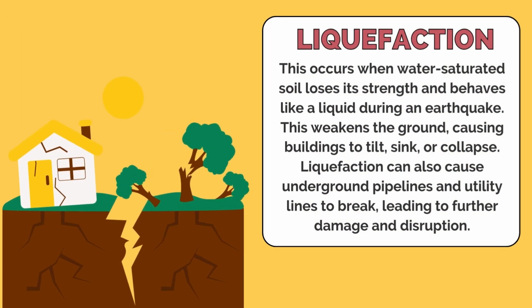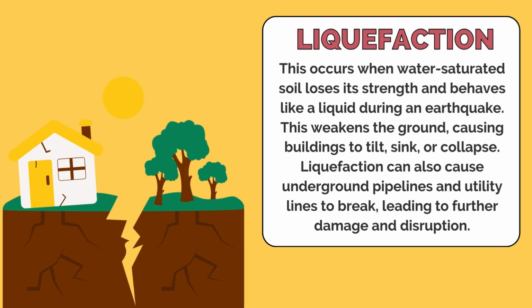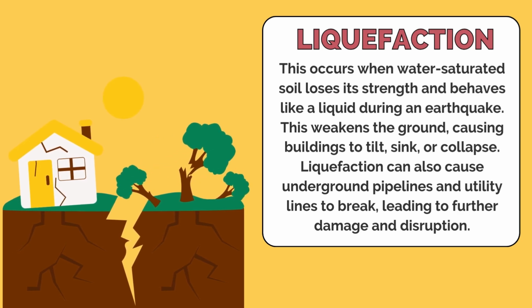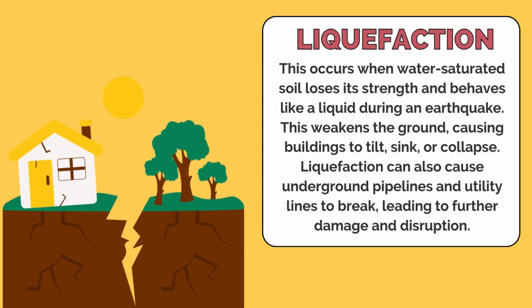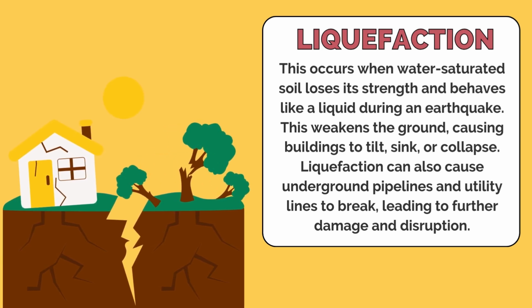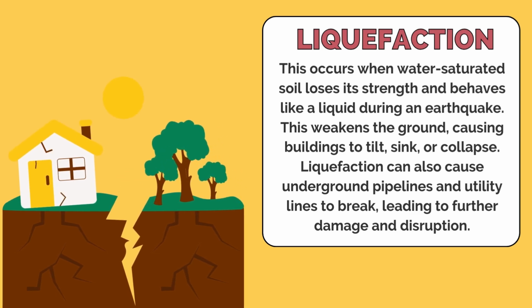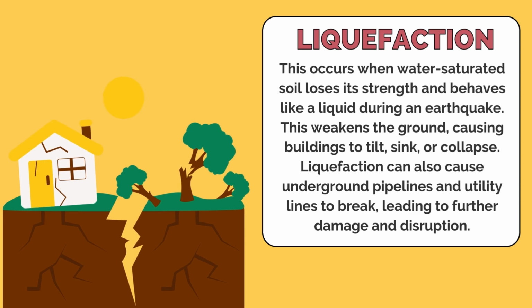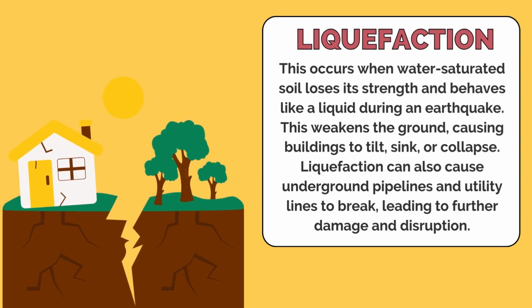Liquefaction. This occurs when water-saturated soil loses its strength and behaves like liquid during an earthquake. This weakens the ground, causing buildings to tilt, sink, or collapse. Liquefaction can also cause underground pipelines and utility lines to break, leading to further damage and disruption.